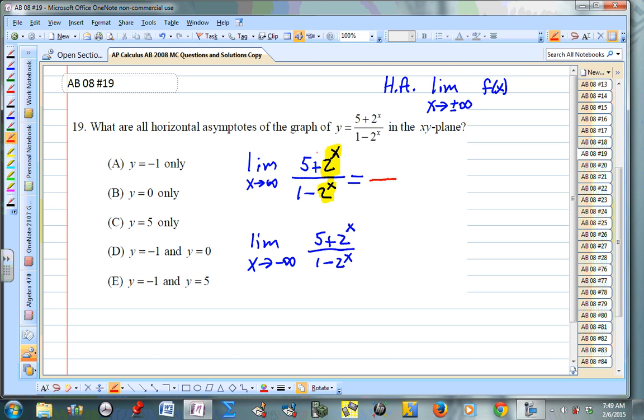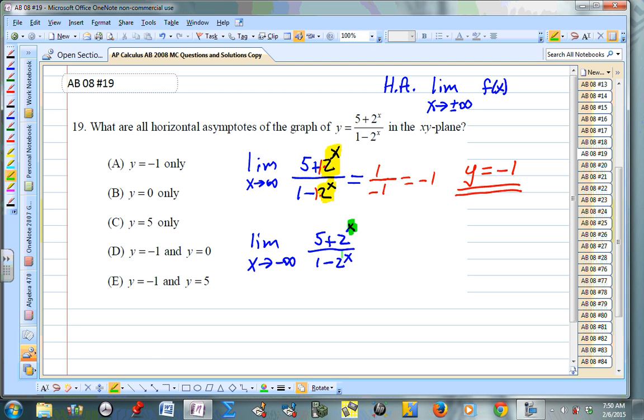The coefficient of 2 to the x is 1, and the coefficient of 2 to the x in the denominator is -1. So 1 over -1 is -1. Therefore, we find that there's a horizontal asymptote at y equals -1. Now, you notice this matches option A, but we're not done. Now, let's find the limit as x approaches negative infinity.